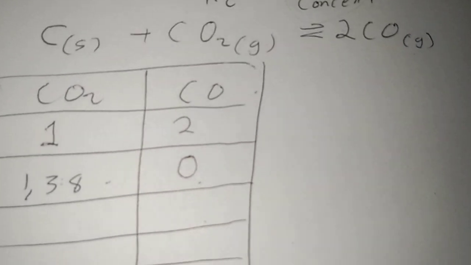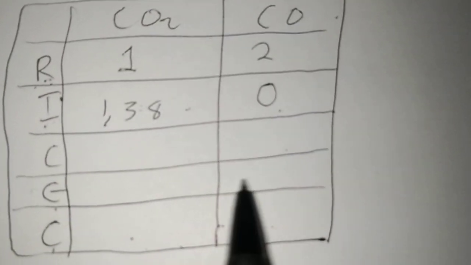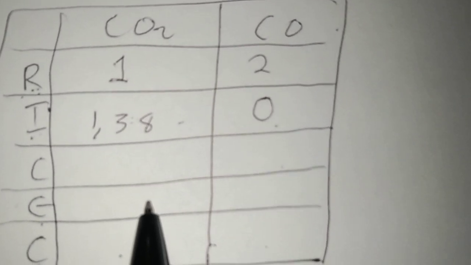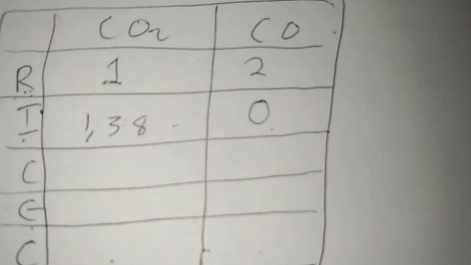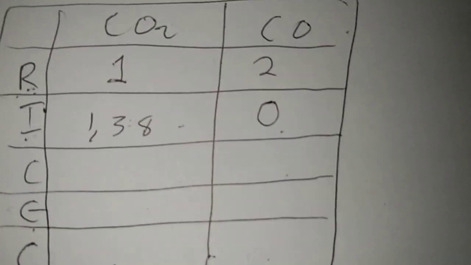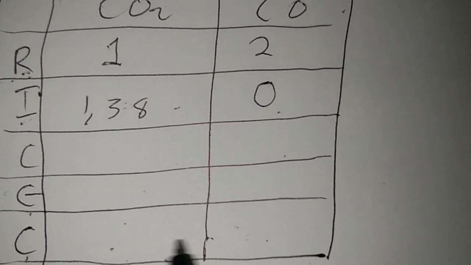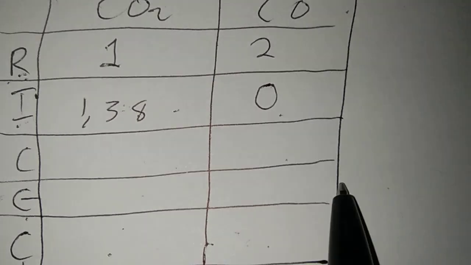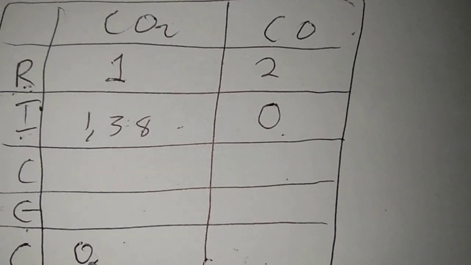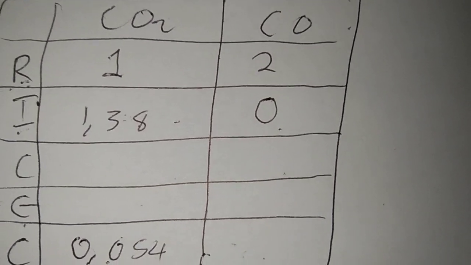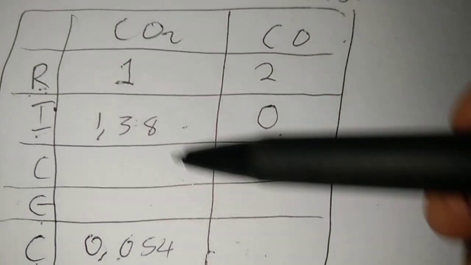What also did they give us? They said at equilibrium, which is here, carbon dioxide has a concentration of that one. Now the other thing that you should note is that this concentration is a concentration of number of mole of this at equilibrium. Now they've given us 0,054 at equilibrium.